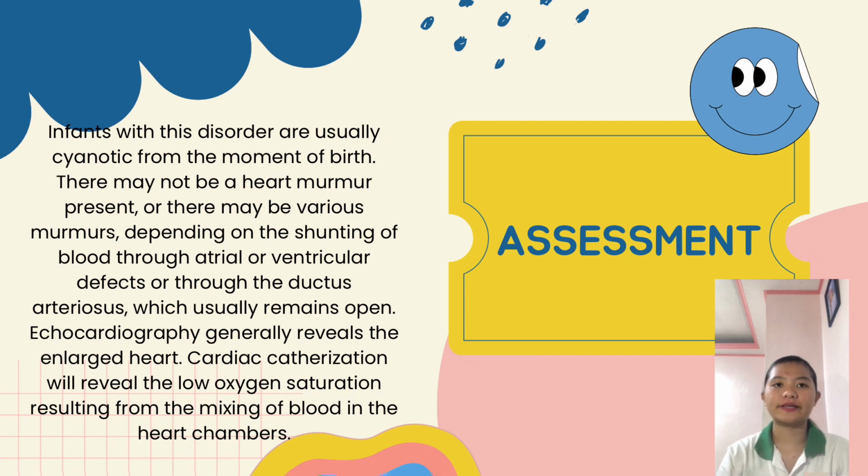In further assessment, infants with this disorder are usually cyanotic from the moment of birth. There may not be a heart murmur present, or there may be various murmurs, depending on the shunting of blood through atrial or ventricular defects or through the ductus arteriosus, which usually remains open. Echocardiography generally reveals the enlarged heart. Cardiac catheterization will reveal the low oxygen saturation resulting from the mixing of blood in the heart chambers.